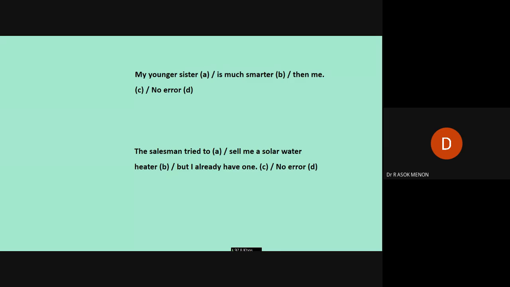Because the salesman cannot sell you. The salesman sells articles. If he tries to sell you, you can go to court. So the salesman tried to sell a solar water heater to me. Part B should be restructured thus. If somebody tries to sell another person, it is a criminal activity. One cannot sell a person. It is slave trade. So it should be corrected as: the salesman tried to sell a solar water heater to me.